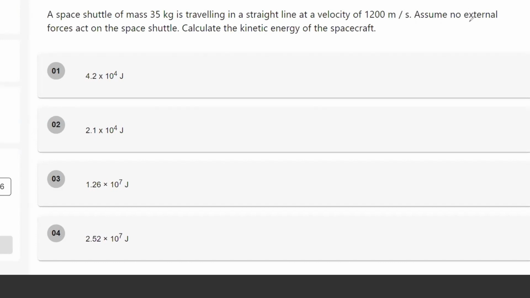Now, since they have mentioned that there are no external forces acting on the space shuttle, we can say that the velocity of the space shuttle is constant. So in that case, this question becomes very simple. We just have to use the kinetic energy equation to find the kinetic energy of this space shuttle. Kinetic energy is equal to half mv squared. The mass of the space shuttle is 35 kilograms and the velocity is given as 1,200 meters per second.